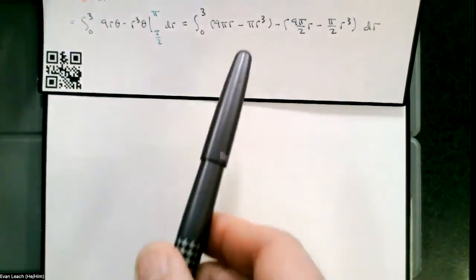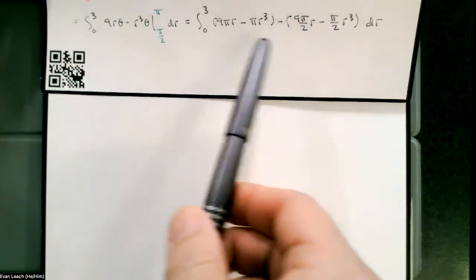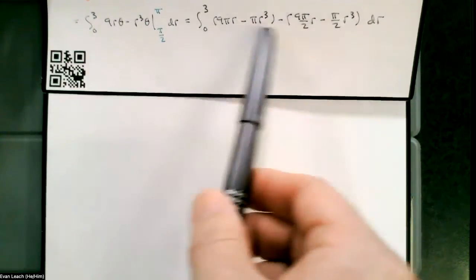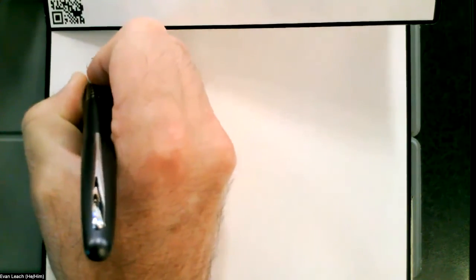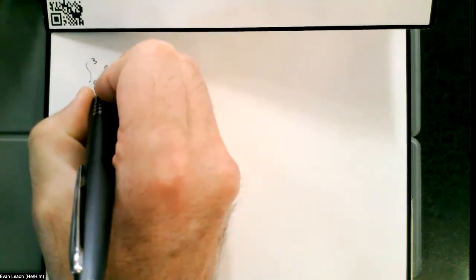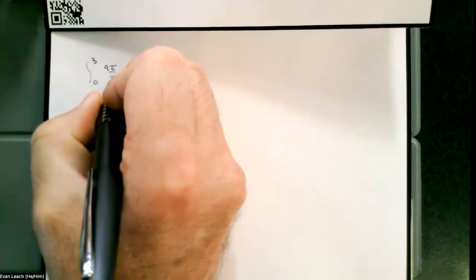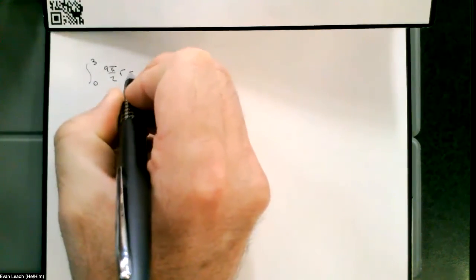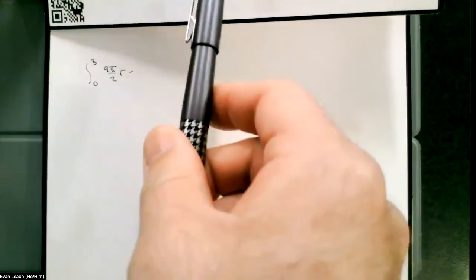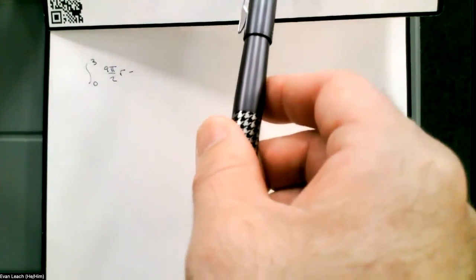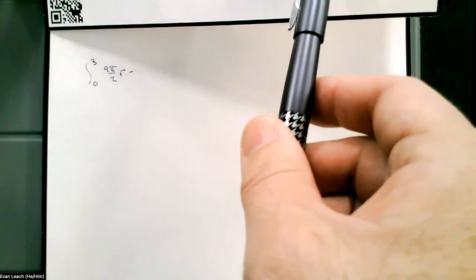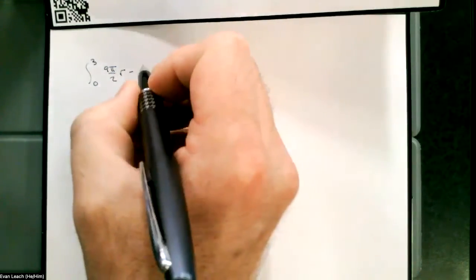So I just got 9 pi minus 9 pi over 2. So this just says divide this by 2. So we're going to have the integral from 0 to 3 of 9/2 pi times r minus, so that one subtracts that one, but minus pi r cubed, minus minus is plus pi over 2, so pi over 2.